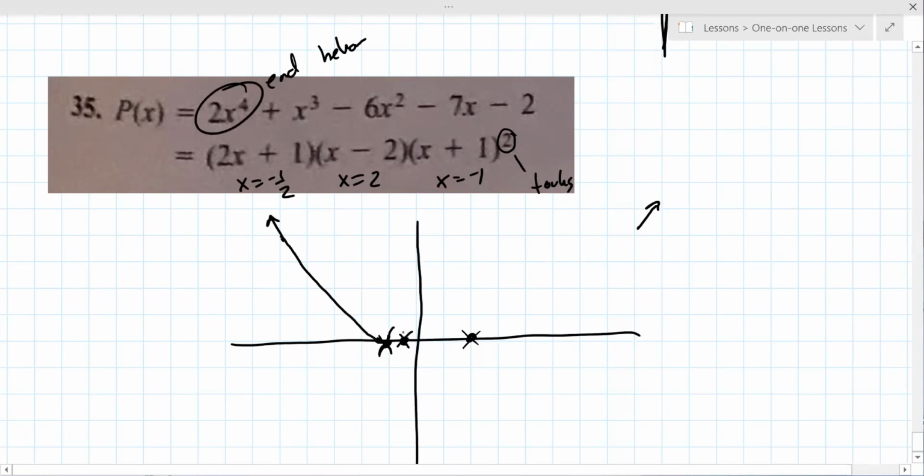Now this one is a cross, so it crosses, and then it has to cross here, so we know it comes up and does something like that. This is certainly not to scale, but it's what they're looking for in terms of the shape: moving up, moving down, crossing, and so on. Perfect.